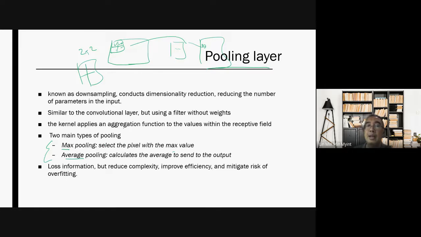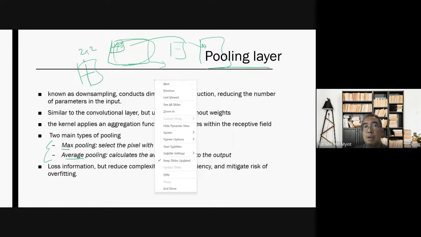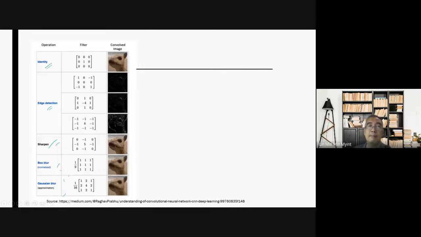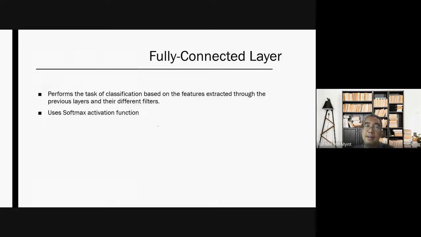The intention of the pooling is to reduce the size of the input. If we run with 2 by 2, let's say this is 6 by 6, you will have 4 by 4 like this. It reduces the size of your input, and it may lose information. But it can reduce the complexity, improve the efficiency, and mitigate the risk of overfitting.